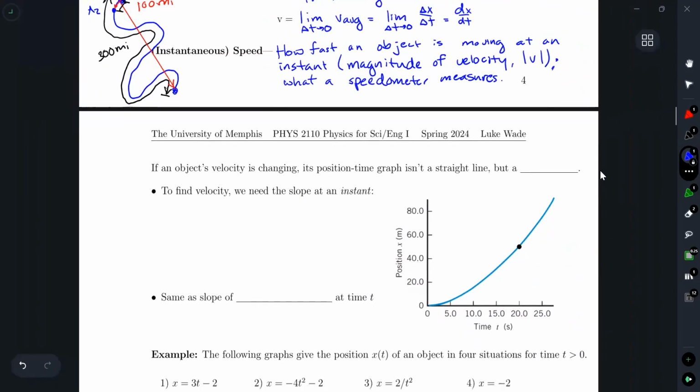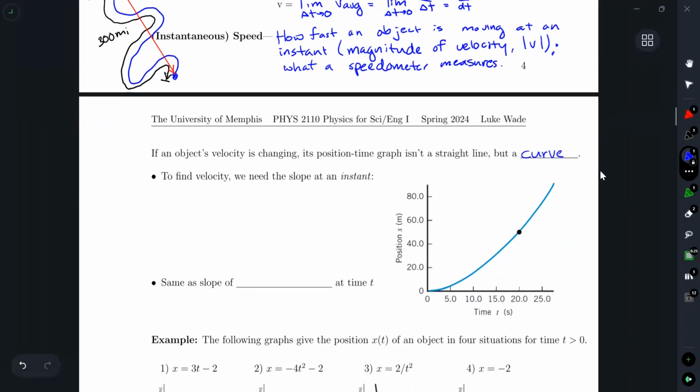Okay. And so graphically, we can do the same thing. And it's a little bit easier to visualize what this means on a graph. So if something's velocity is changing, that means the slope on your position time graph is changing. And so you don't have a straight line anymore. You have a curve. That's what we're seeing down here. But we can apply this idea that we just came up with.